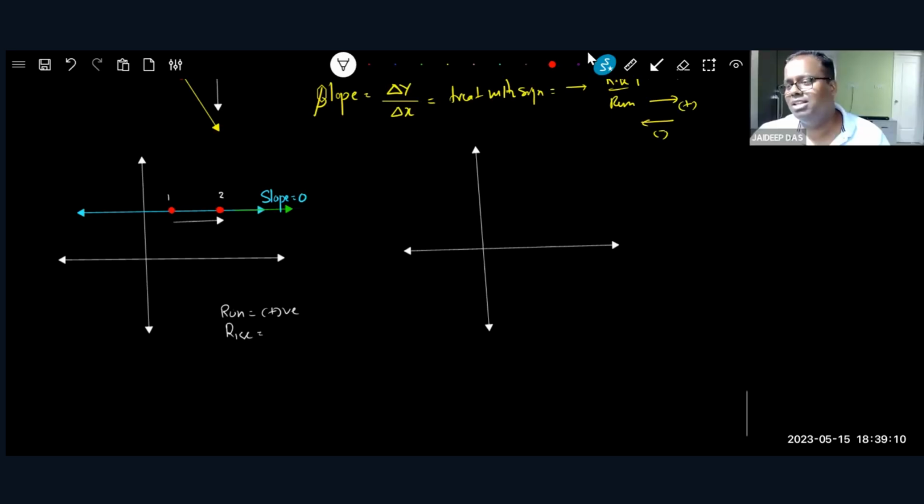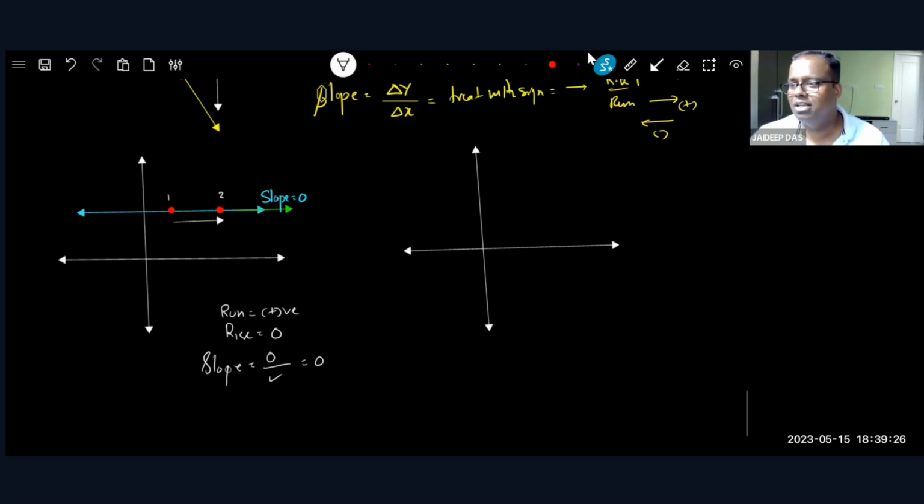छा गया तुम यार, आज एक रोटी ज्यादा खाओ मेरे नाम पे. Rise 0. आज स्लोप बताओ इसका क्या हो गया? Slope is rise by run. 0 by some quantity is always 0. खत्म बात. Mathematically proved.